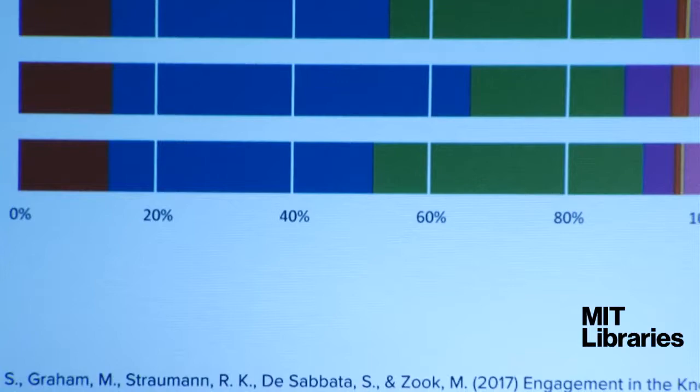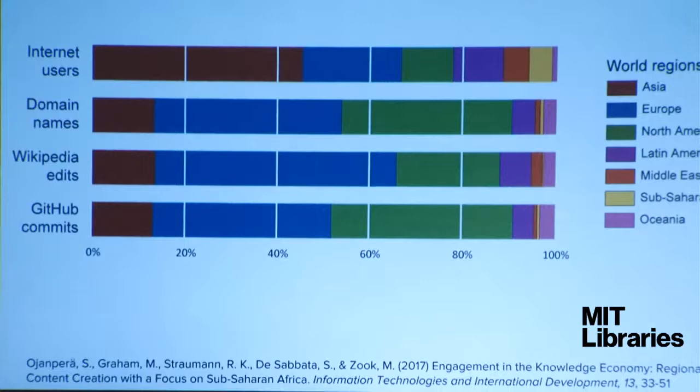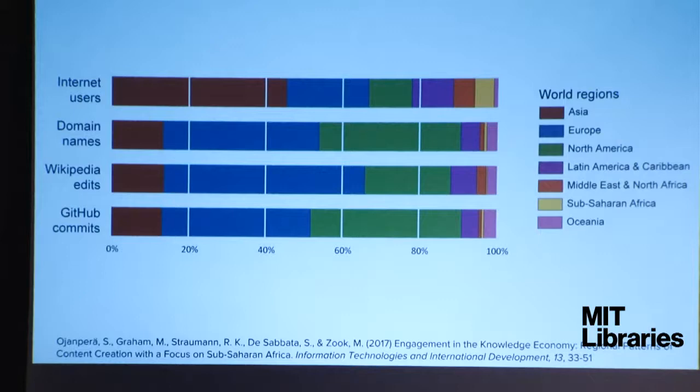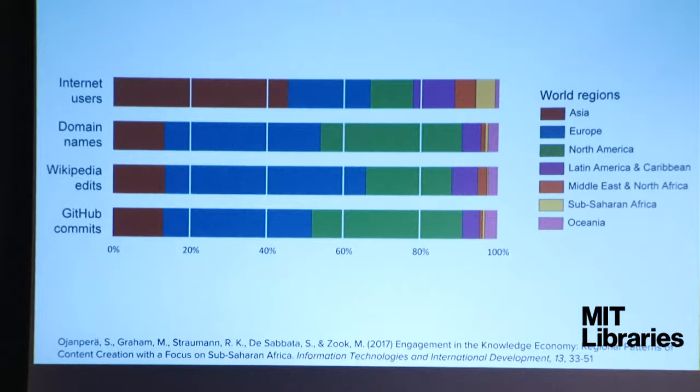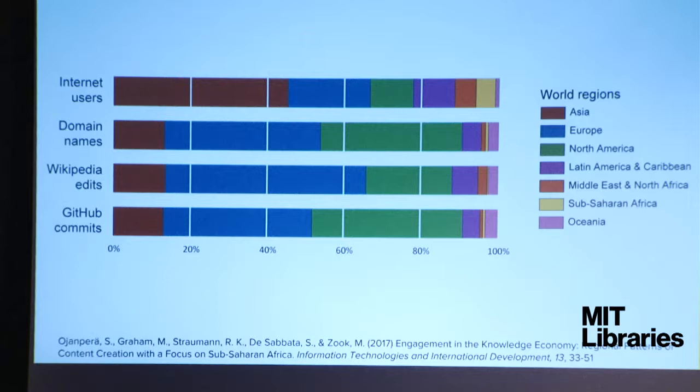All of sub-Saharan Africa combined, despite having 10% of the world's internet users, registers less than 1% of the world's domain names. And domain names are a good proxy for how much web content is produced. And just 0.5% of the world's commits to GitHub, which is a proxy for how much computer code gets created or shared in a place. France alone produces almost 6 times more GitHub commits and more than 3 times the domain registrations than all the countries of sub-Saharan Africa put together. And it is not because Africans cannot code.